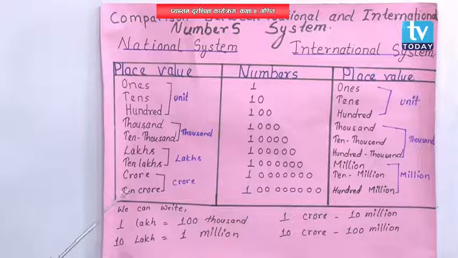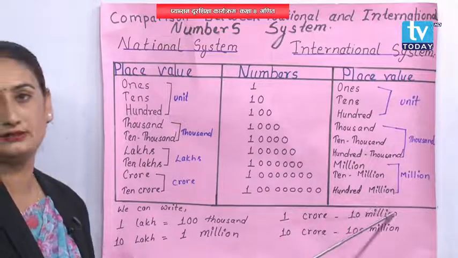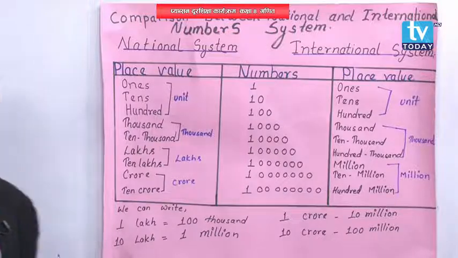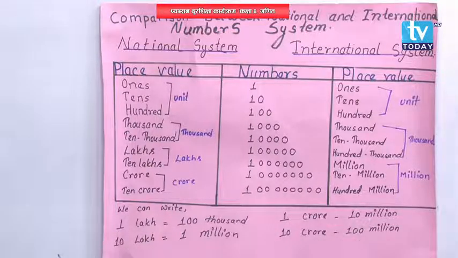Okay. Lastly, 10 crore. If there is 10 crore, then what we have to do? 10 crore means it's 100 million. So we have to run up to million. We are learning up to million. Are you getting me? Of course you are getting me, right?